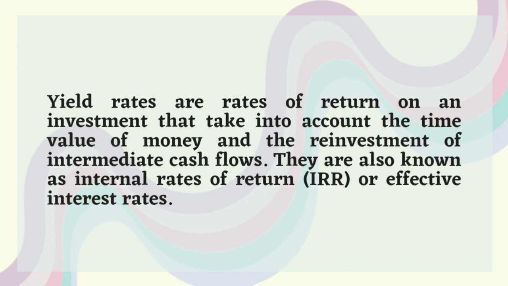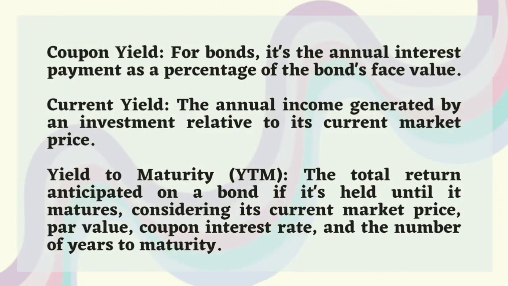Yield rates refer to the return on an investment and are expressed as a percentage, and there are various types of yield rates depending on the context. First is the coupon yield. For bonds, it's the annual interest payment as a percentage of the bond's face value. For example, a $1,000 bond with a 5% coupon yield pays $50 annually. So that's 5% of $1,000.